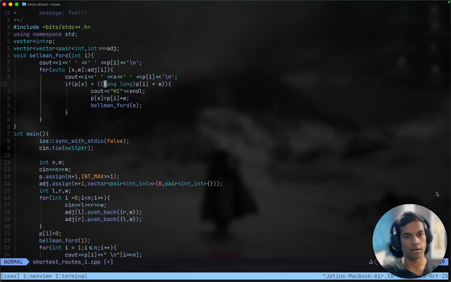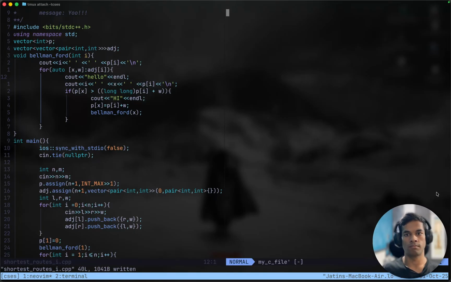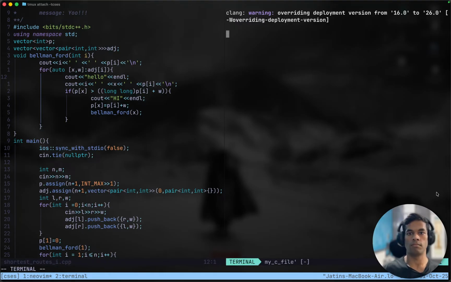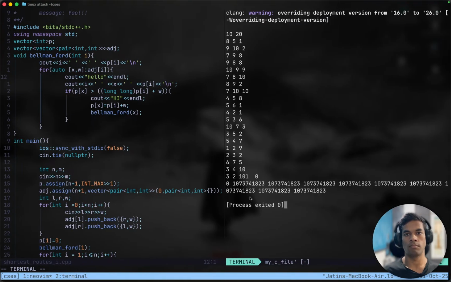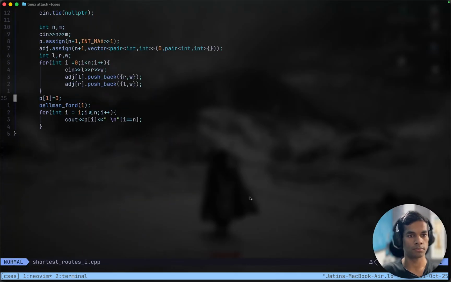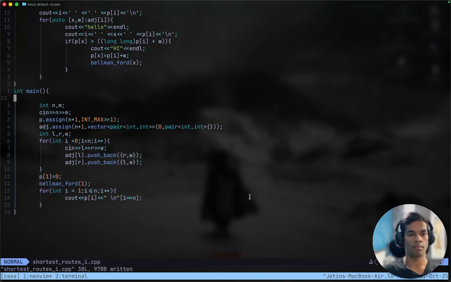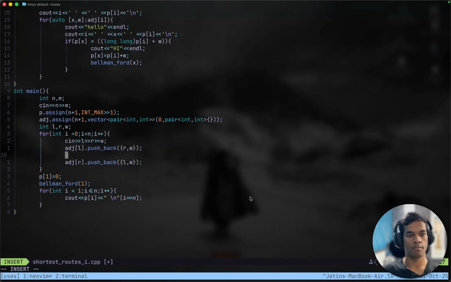We are not seeing this high, and we are not even seeing this thing. Yeah, they're not seeing anything. Yes, we are going to use printf, %d, comma, %d, comma, %d, newline, L, R, W.